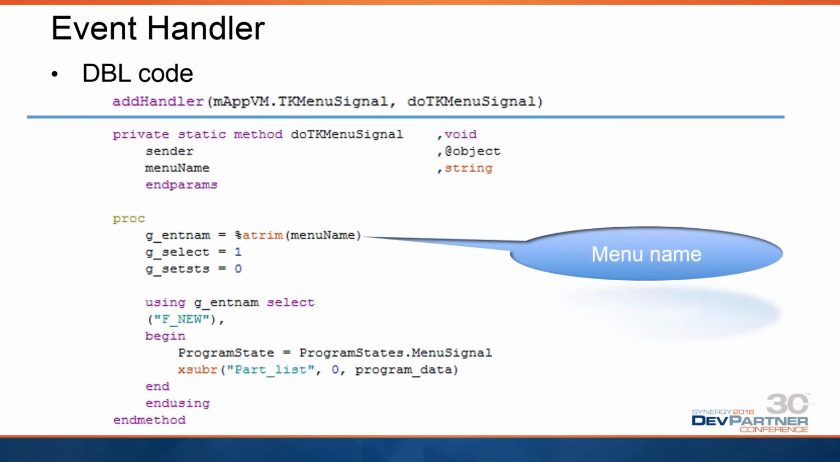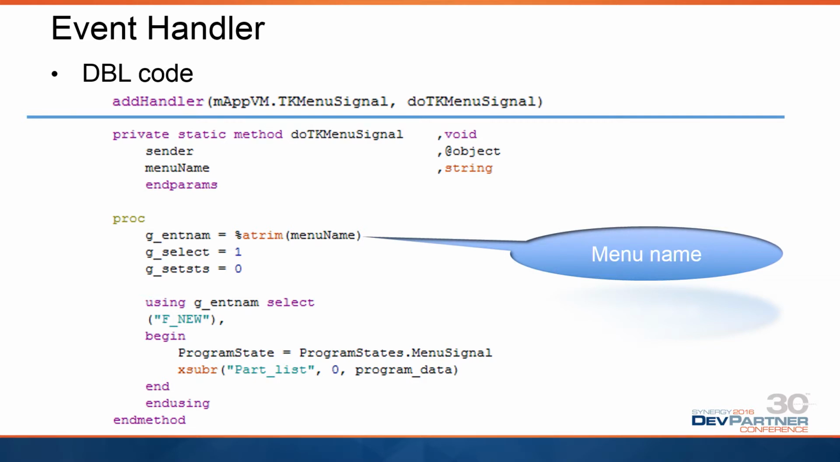So here we're in traditional Synergy land. This is what we call our boilerplate code. We have this boilerplate on top of our existing Synergy application that is the communicator between traditional UI Toolkit land and our Synergy.NET land. We have this very thin boilerplate that says, okay, I've got this menu signal coming in, what do I do with it? Well, I set gentnam to be the name of the menu signal, I set gselect to be true, and I set gsetsts to be 0. Because those are the three things that input processing, list processing, menu processing set in Toolkit. They set those three entities.